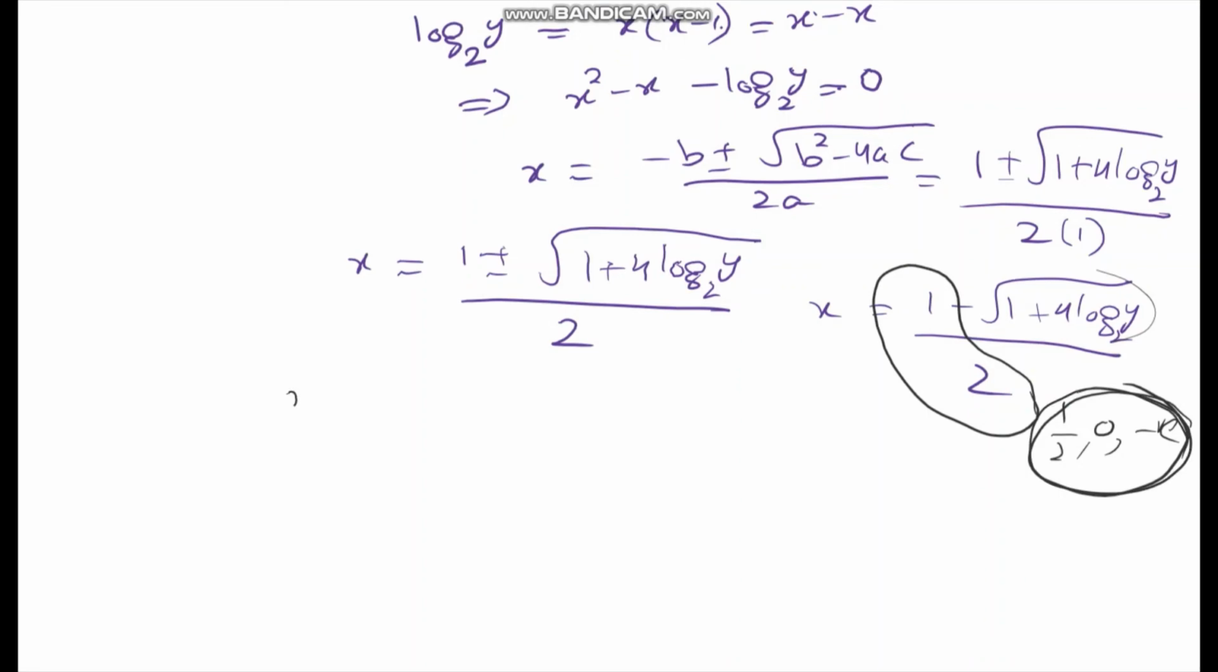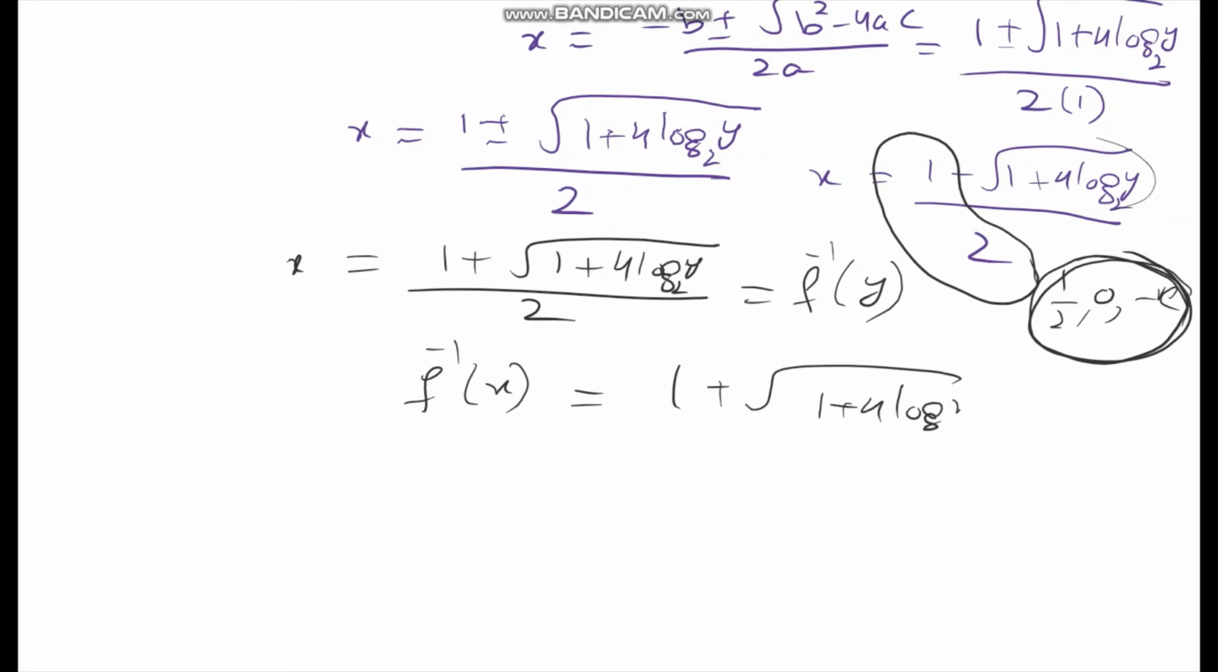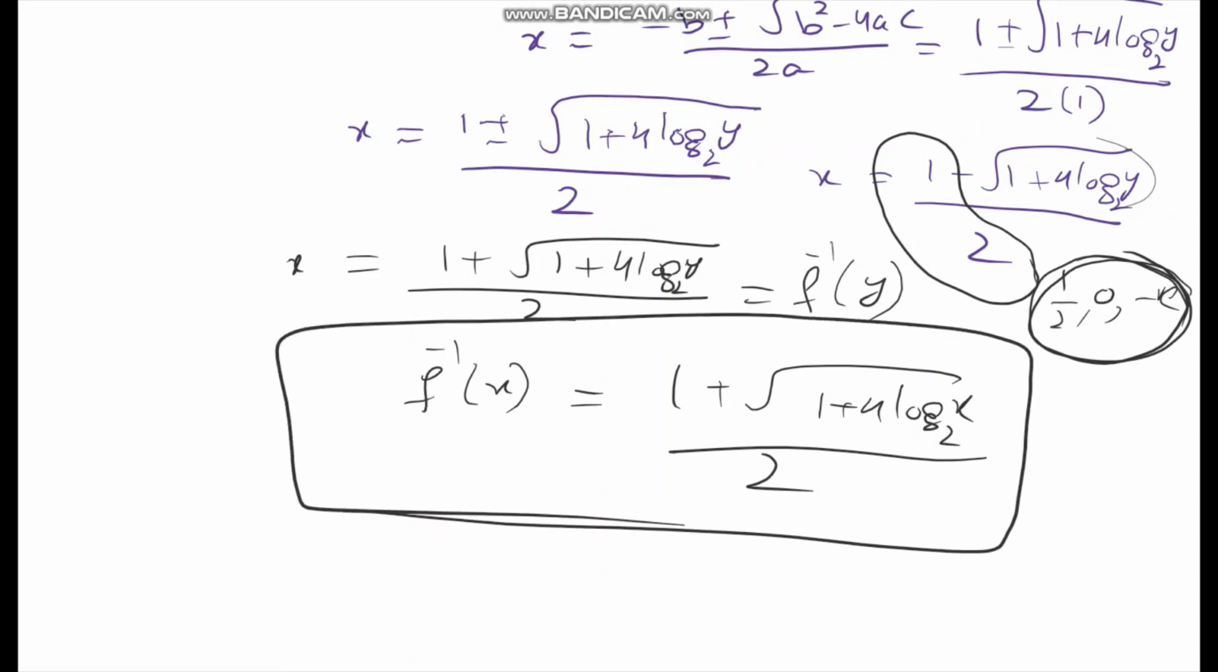So x can take only the value 1 plus root 1 plus 4 log y to the base 2 by 2. That equals f inverse of y. I can write f inverse of x will be equal to 1 plus root 1 plus 4 log x to the base 2 by 2. This is the f inverse of x.